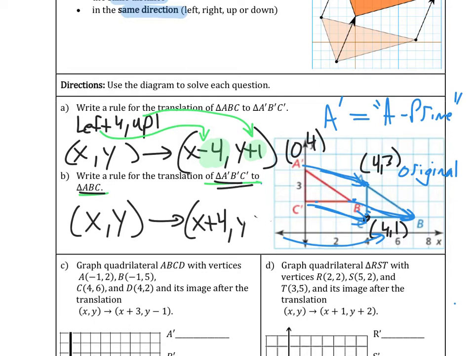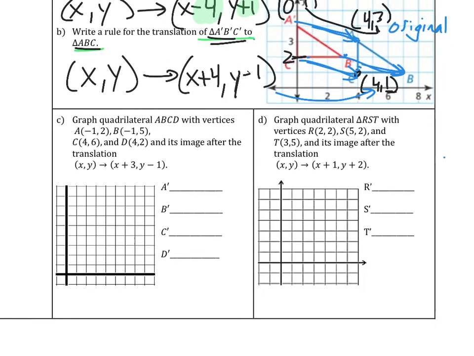Okay, and what's happening to the y's? Well, the y's are shrinking. 4 goes to 3. This y value of 2 goes down to a y value of 1. So y minus 1. So that's what we call a coordinate rule, all right? Let's jot that down. This is a coordinate rule for a translation. It just tells us how the x is changing and the y is changing. Now, with that, we can try to make some transformations here.